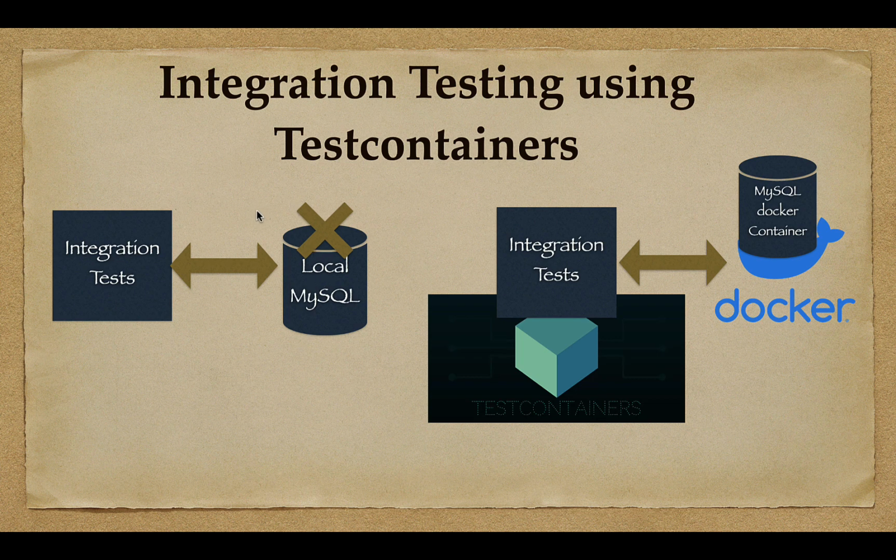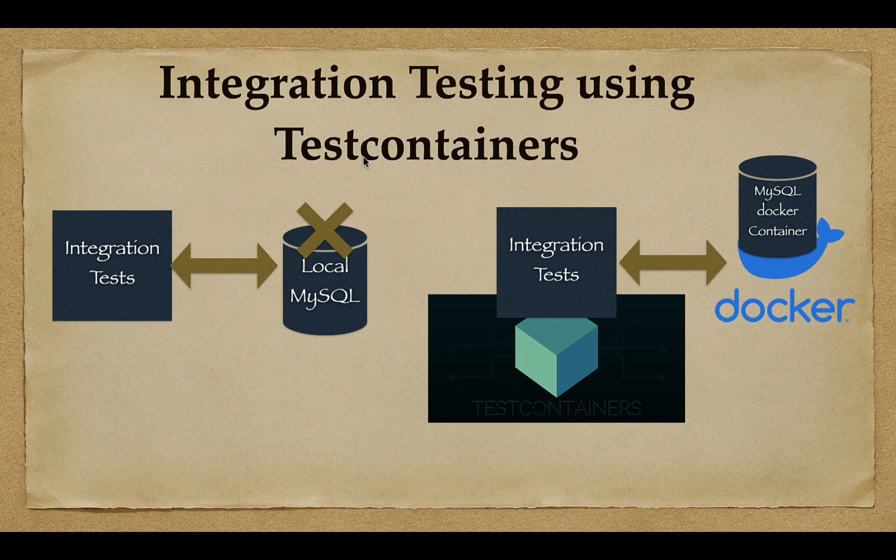Let's say you are developing a big enterprise application, then your enterprise application may depend on various external services. For example, databases, message queues, Redis, RabbitMQ, Kafka. So before running integration tests, you need to install all these external services. Only then can you run the integration test cases, right? So this is a common problem while executing integration test cases. And test containers is a solution for this problem.